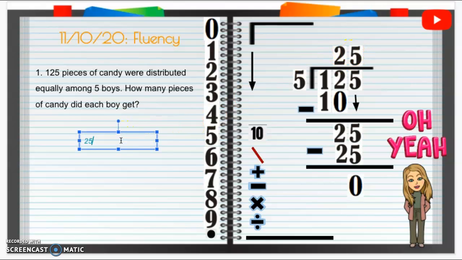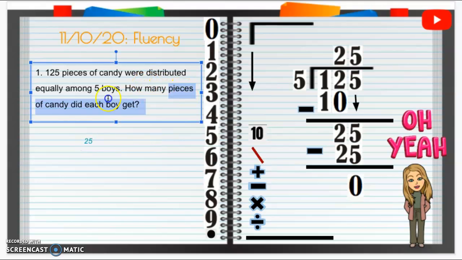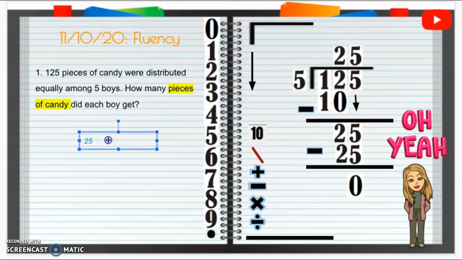But 25 what? Well, it says how many pieces of candy did each boy get? So how many pieces of candy? So it's going to be 25 pieces of candy. You can put each if you would like. Make that a little bit bigger for us. So 25 pieces of candy each.